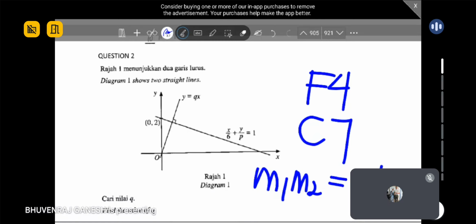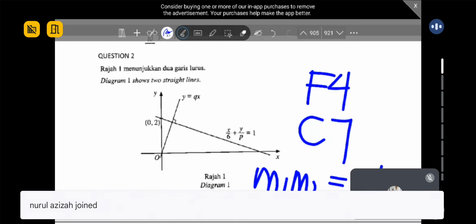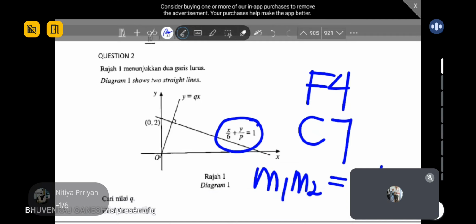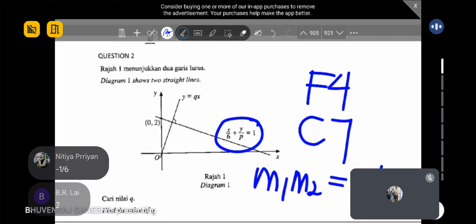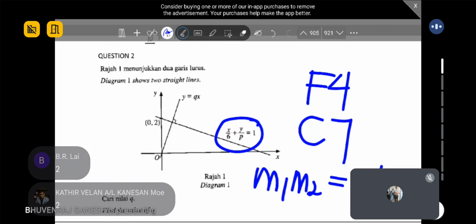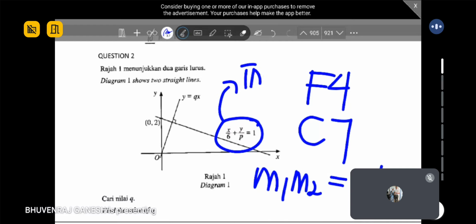So guys, may I know, what is your P value over here for this equation? Apa nilai P that you can identify? P value only, guys. Nilai P saja. The answer is 2, guys. You must remember this kind of form, we call it as intercept form, guys. Bentuk pintasan.